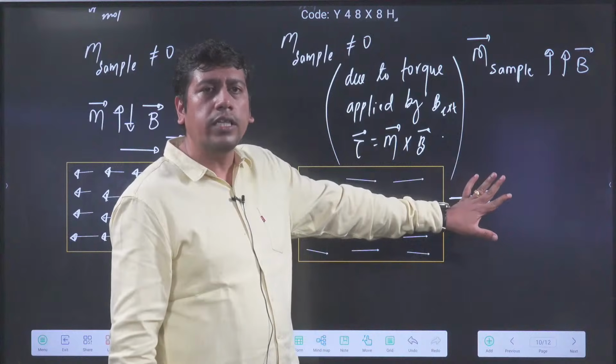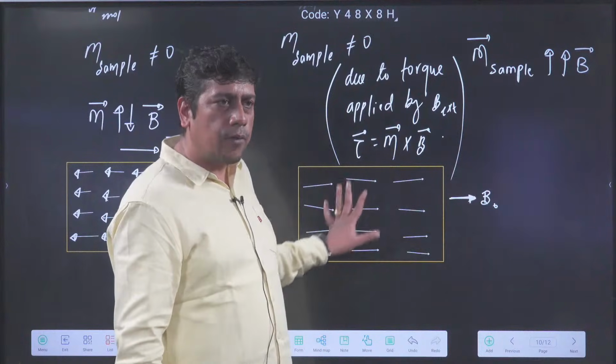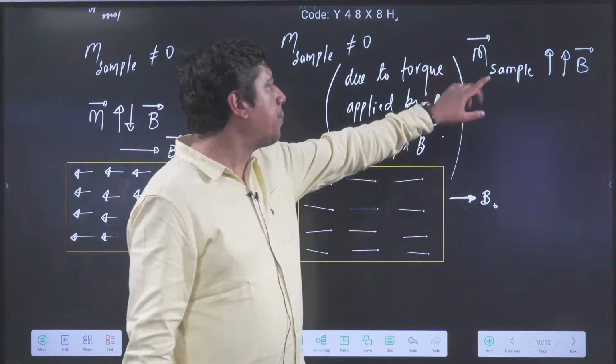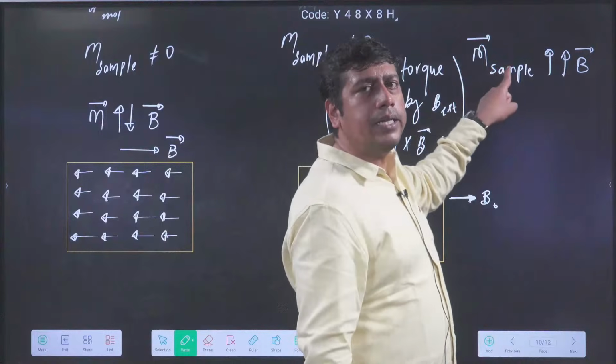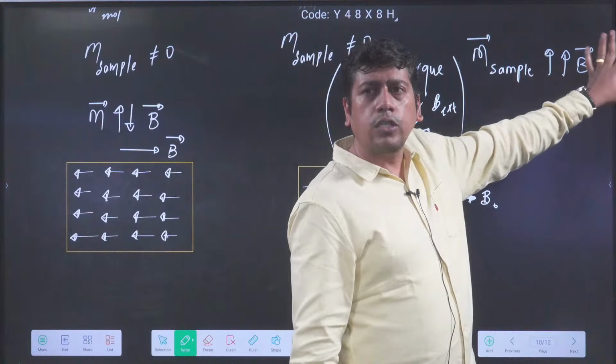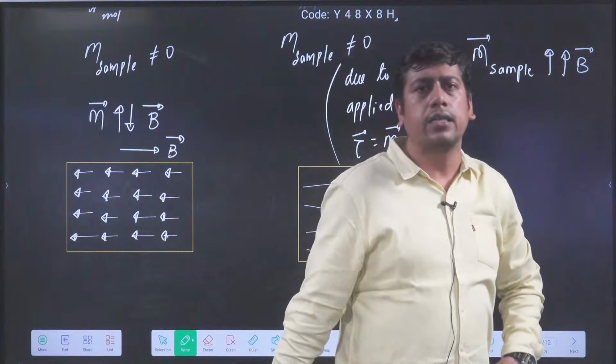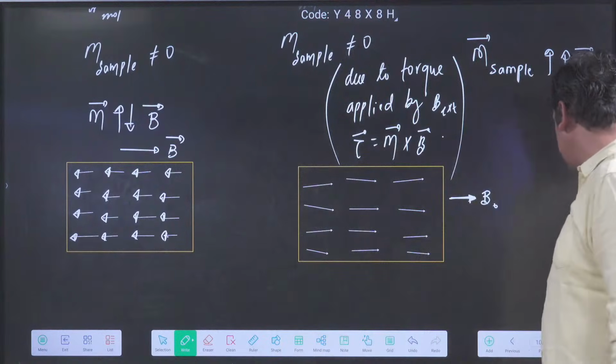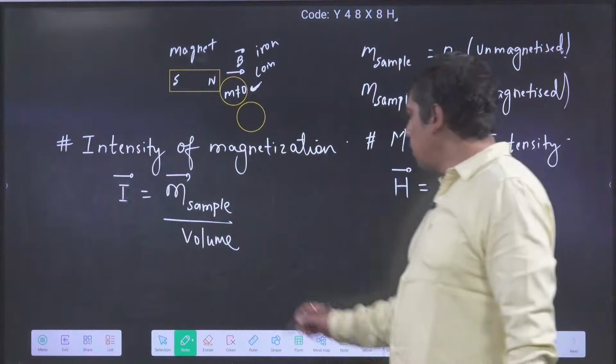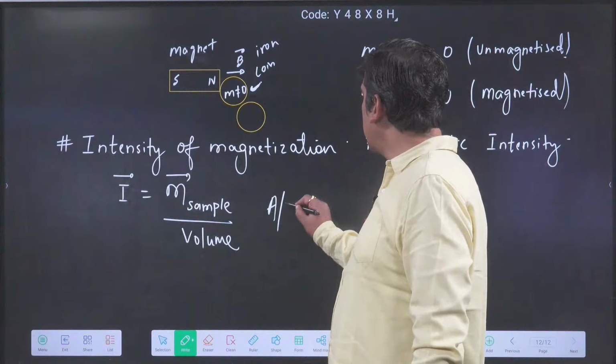So B naught is the cause, and M sample is the effect. H talks about the cause, B naught by mu naught, and M sample by volume is I. Both have the same unit, which is ampere per meter.